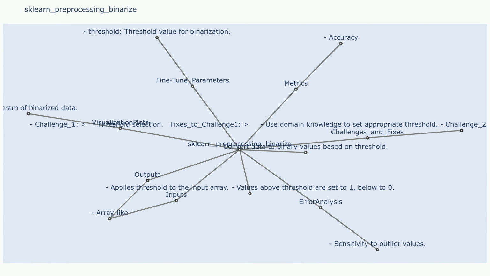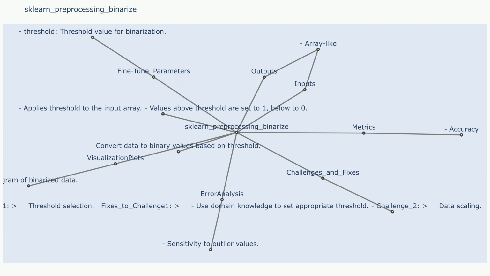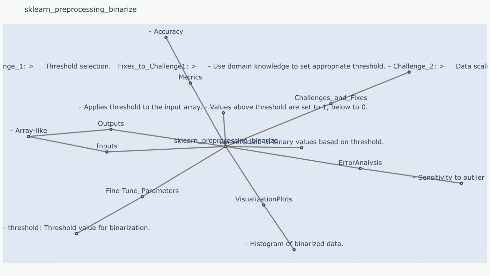Fine-tune parameters. Threshold. This parameter controls the cutoff point for binarizing the data. Adjusting this threshold can influence the outcome of the binarization process. Uncertainty methods. Confidence intervals. These intervals represent the range of values within which the true population parameter is likely to lie with a certain degree of confidence.